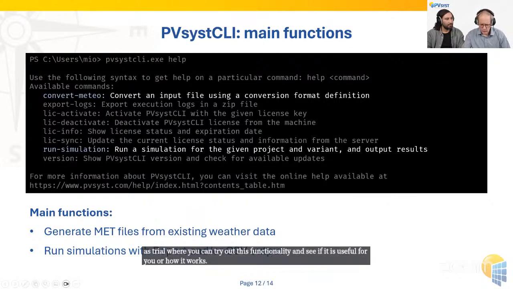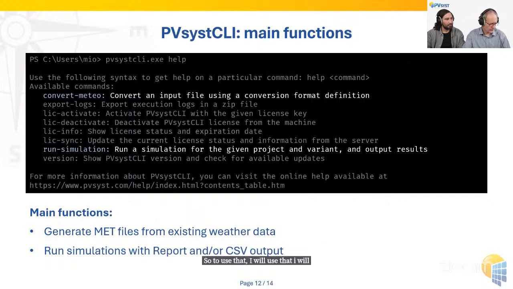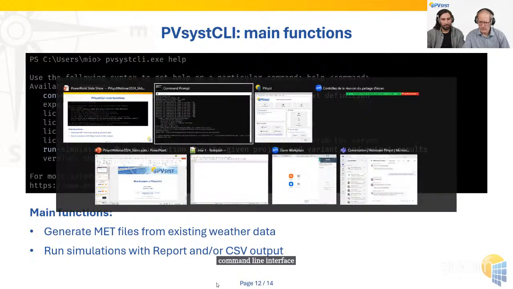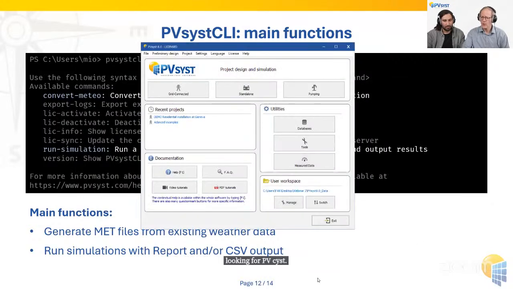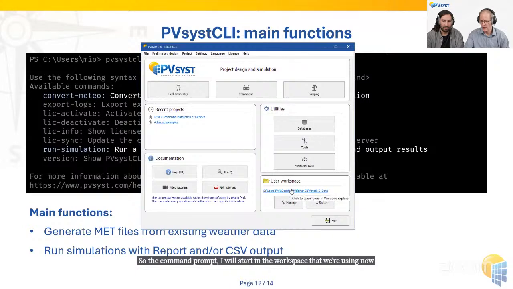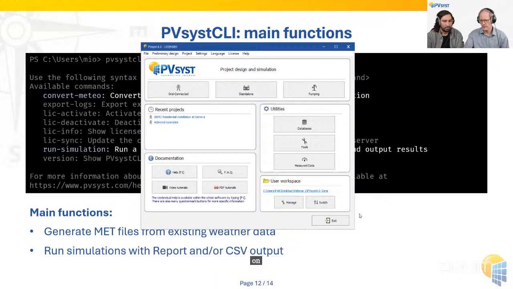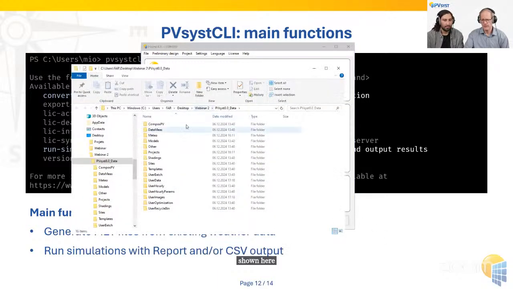So to use that, I will start a command line interface. I would need a command prompt in the workspace I'm working. Hold on a second. I'm looking for PVsystCLI. So the command prompt, I will start in the workspace that we're using now for these examples. And to open that with my Windows Explorer, I can just click on the link that is shown here for the user workspace. And there you are in a Windows folder in the workspace in which you are working.